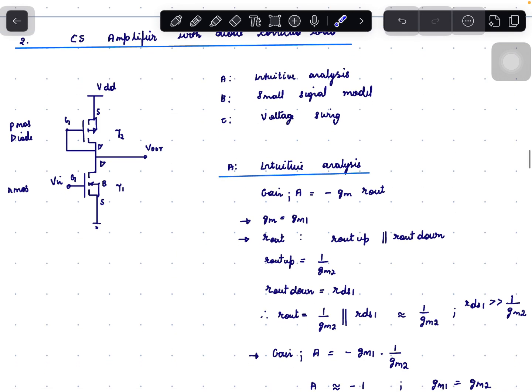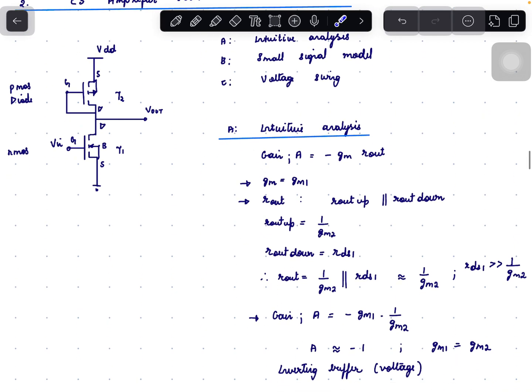So let us find the gain of this circuit by intuitive analysis, and then the gain of the circuit by small signal model analysis, and finally let us see how will be the voltage swing of this circuit. First one is by intuitive analysis.